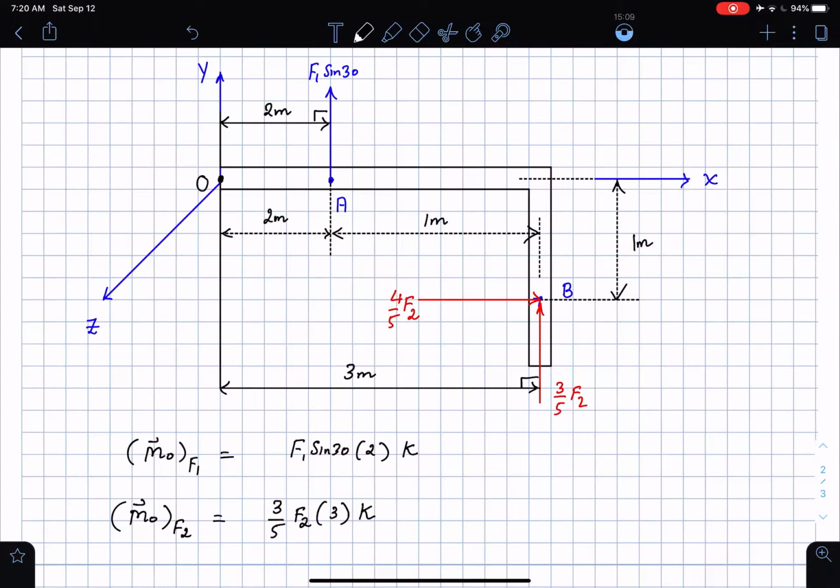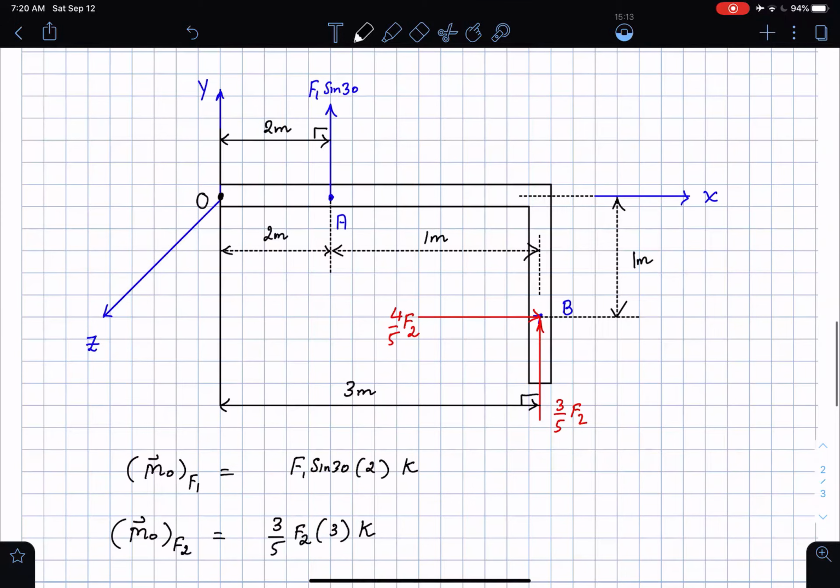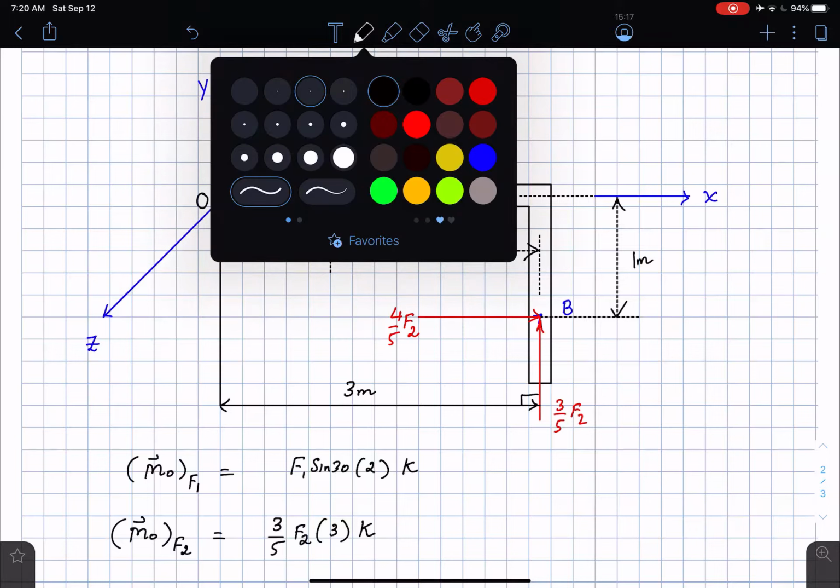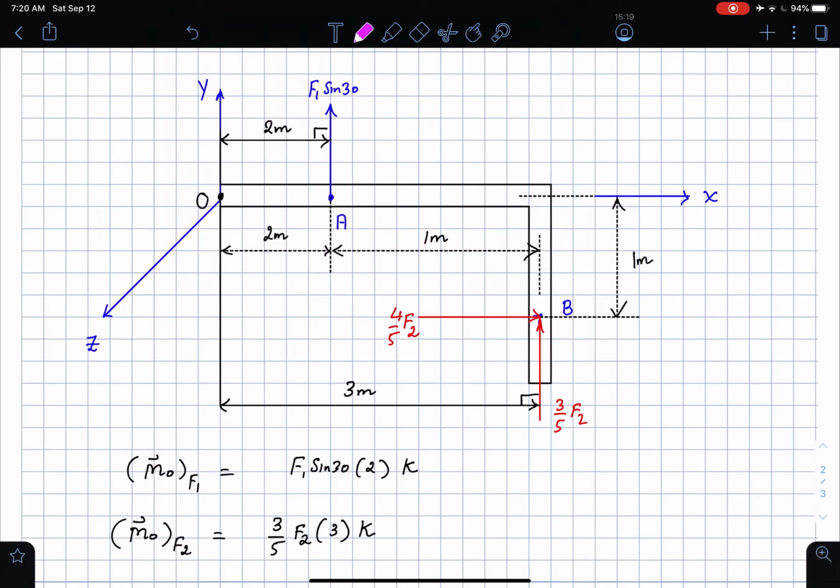And then I have one more, this 4/5 F2. How do I find its perpendicular distance? Here is what I do. From the point O, let me take a different color now. From the point O, I've got to do a few things here. So let me draw a line starting from the point O that is parallel to this particular force.